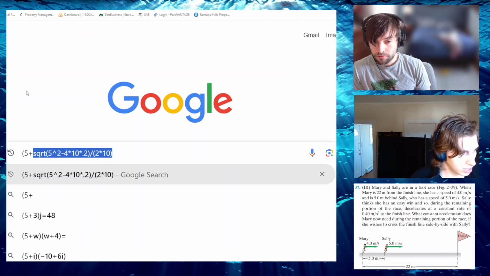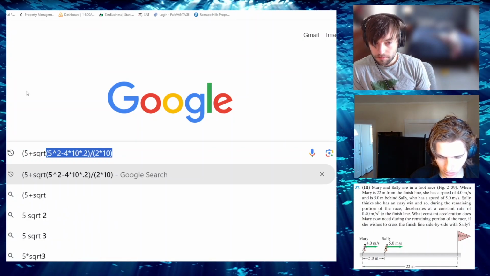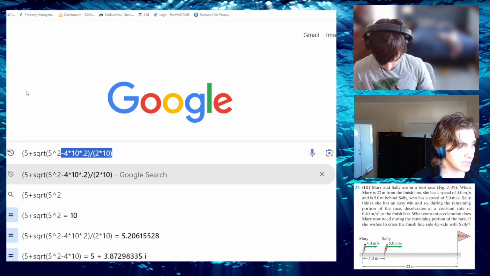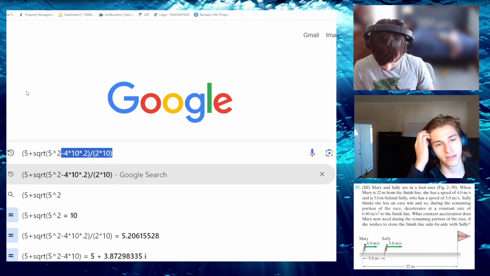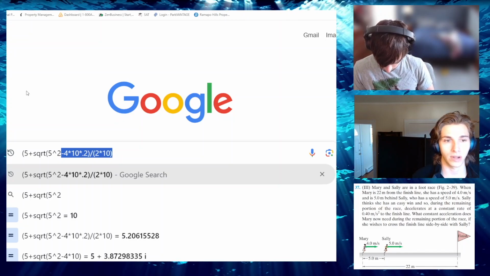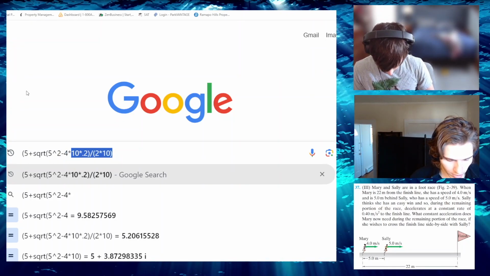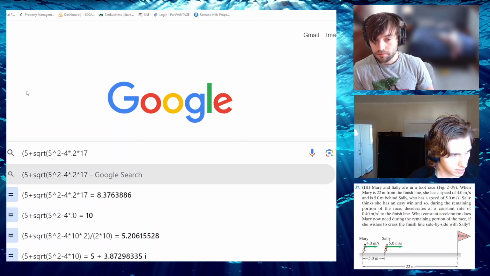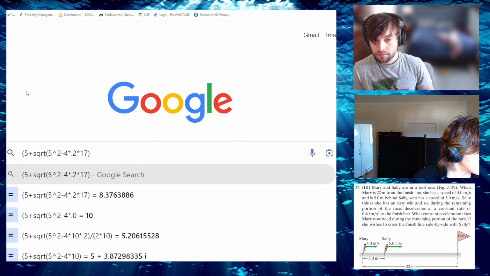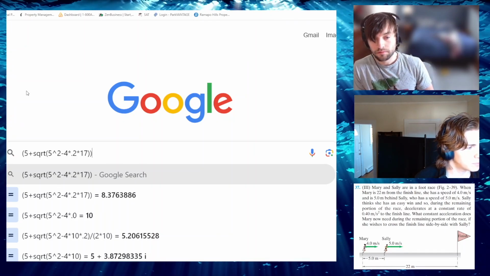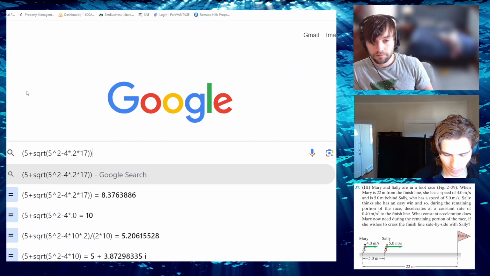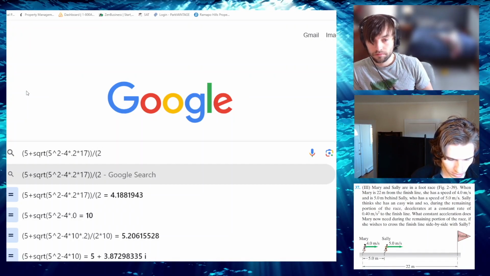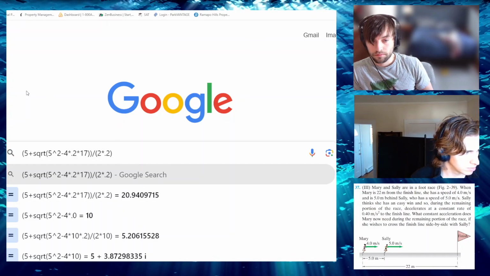I'm just going to start with plus, and we have the square root of 5 squared. I don't have to make it negative because a negative number squared is a positive number, minus 4 times 0.2 times 17. Close parentheses inside that square root, and then close parentheses for the entire numerator. And I'm going to divide this by 2 times 0.2.